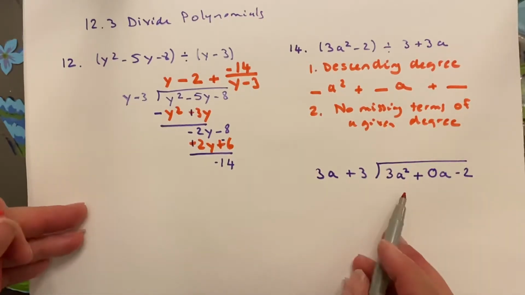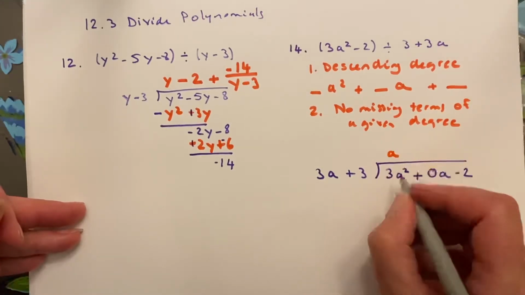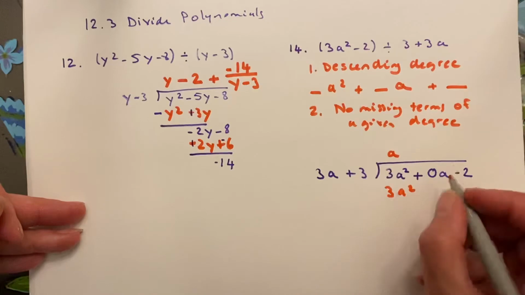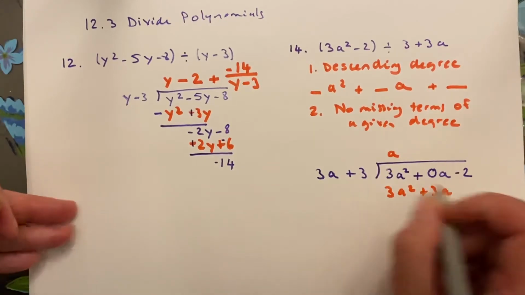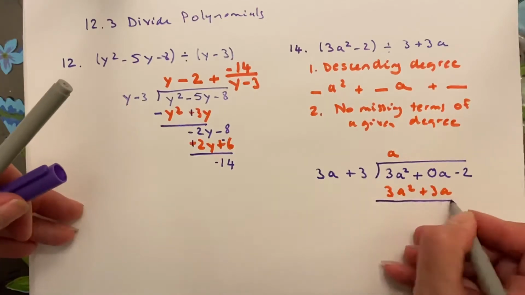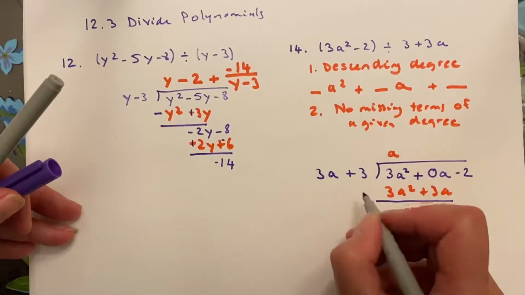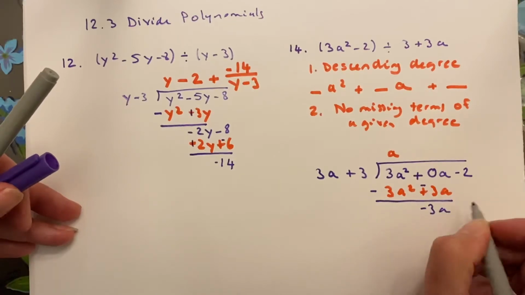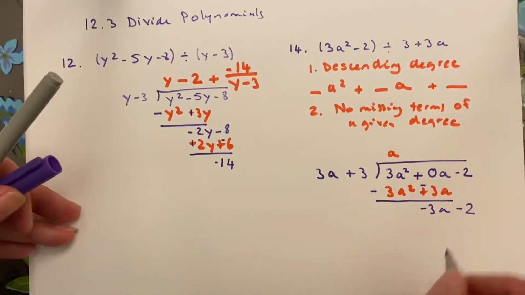What times 3a gives me 3a squared? A, and I get 3a squared. And then a times 3 is 3a. And you can see very clearly right here why you needed that 0a term. When I do my subtraction, I end up with negative 3a, and I can carry down my minus 2.